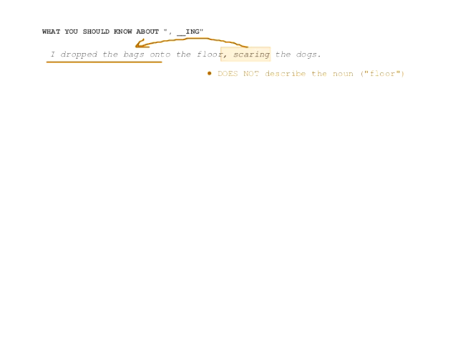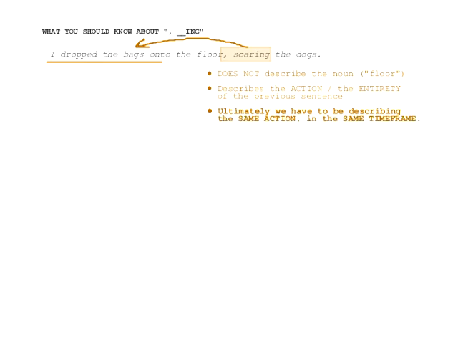So not floor. Floors don't scare dogs. Dogs like floors. It describes the entire action, or the entirety, if you prefer, of the previous clause. But what you also have to know is that ultimately we have to be describing the same action in the same time frame. And this is what also goes underappreciated. So notice the act of scaring the dogs is a part of dropping the bags. You can't separate those from each other.